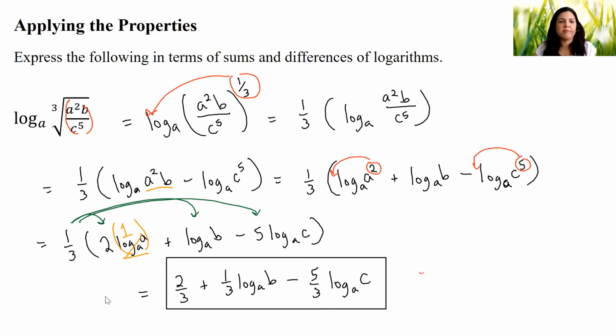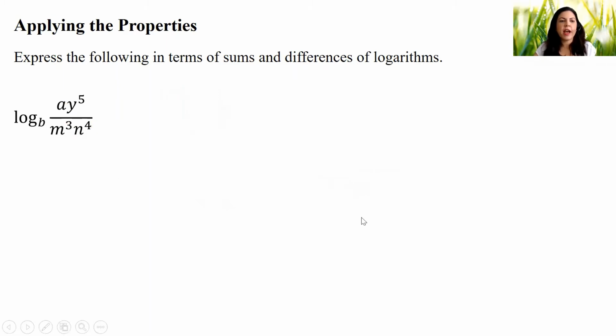So let's do another one. I always believe in doing more than one example to practice the concepts here. So here we have log base b of this entire expression. Again, we want to start with the quotient rule. Since we have this numerator over this denominator, we can go ahead and split that up into the logarithm of the numerator minus the logarithm of the denominator.